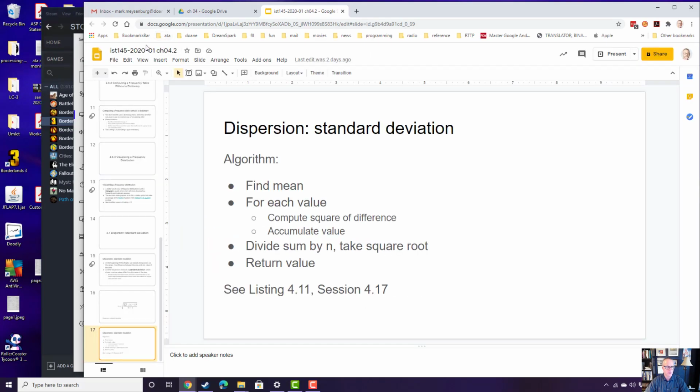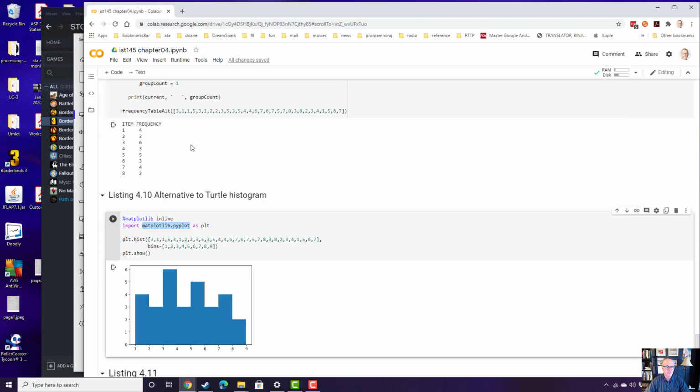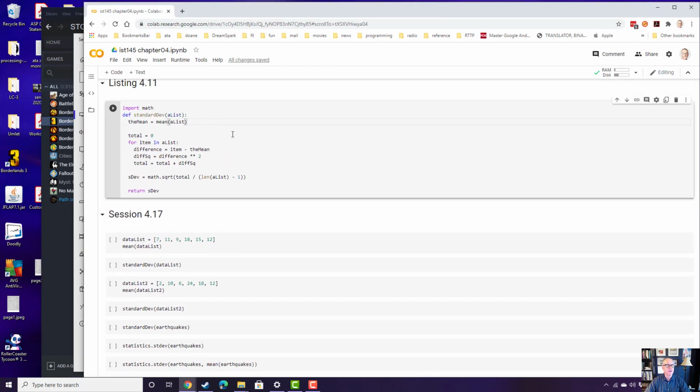So let's see how that works. Here is our definition for this. So first, find the mean. I can do that by using the built-in mean function. Now I have my accumulator pattern. So I'll set my total to 0. For every item in the list, I take the item minus the mean, square that, and accumulate that into my total.